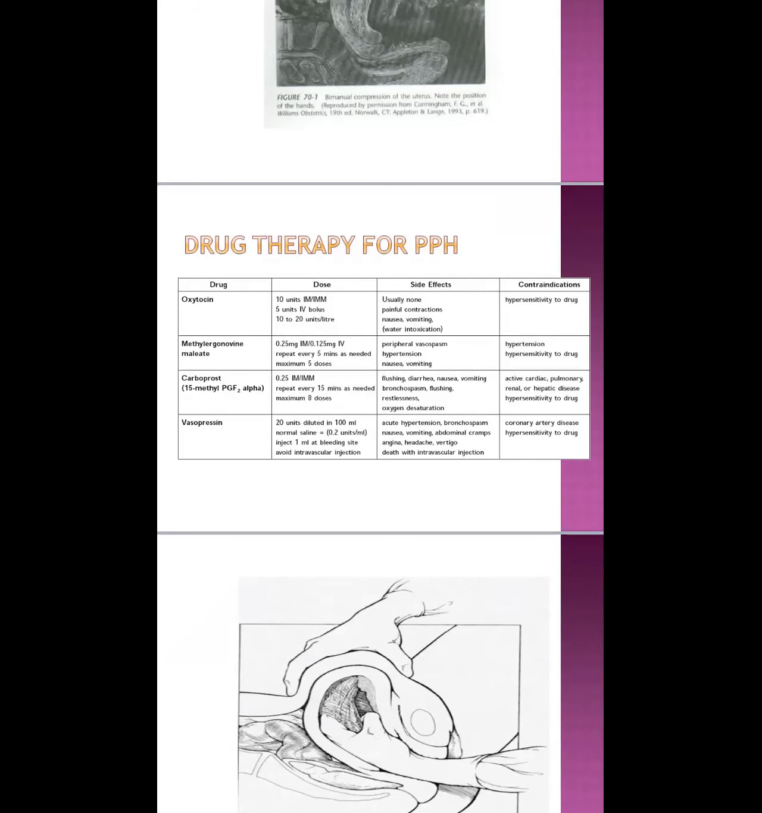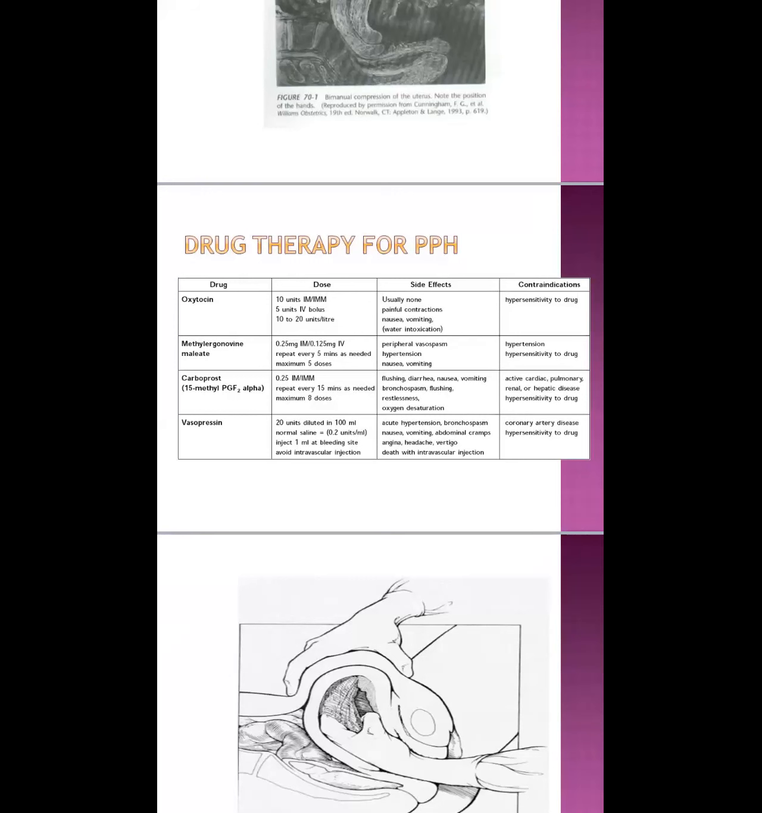These are the minor side effects of oxytocin. It is contraindicated in patients who are hypersensitive to the drug. Next is methylergonovine. It is 0.25 milligrams IV, repeated every 5 minutes, maximum 5 doses. Side effects: peripheral vasospasm, hypertension, nausea, vomiting. So be aware, if your patient is hypertensive, then don't give this drug, or if the patient is hypersensitive to the drug.